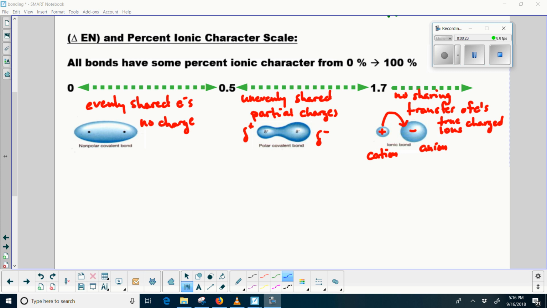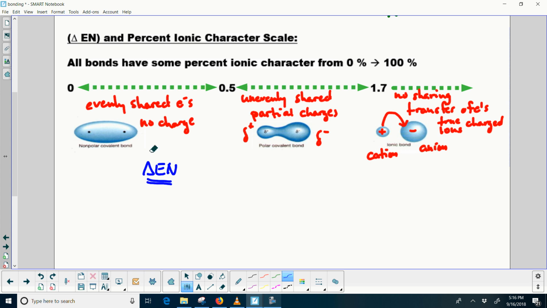Now what we do is we look at the two elements and we look at the difference in electronegativity between them. And when the difference in electronegativity is very small, that means that both elements like electrons relatively evenly, and as a result, they share those bonding electrons fairly evenly, and they form a nonpolar covalent bond. There's no charge overall for the compound.